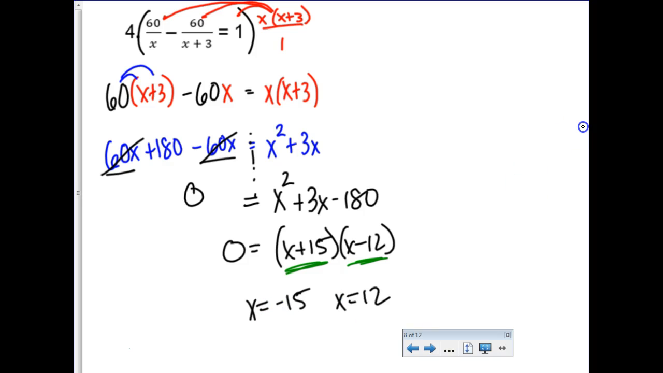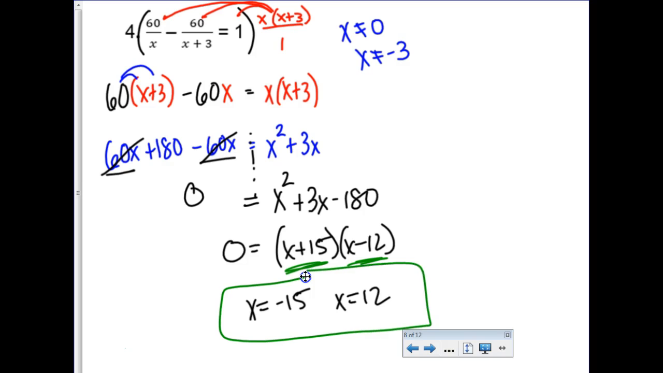But if I go back to the beginning of the problem, the two problems I was going to encounter would be x can't be 0 and x can't be negative 3. Did you get either one of those? Nah, so your answers are both viable. Keep them.